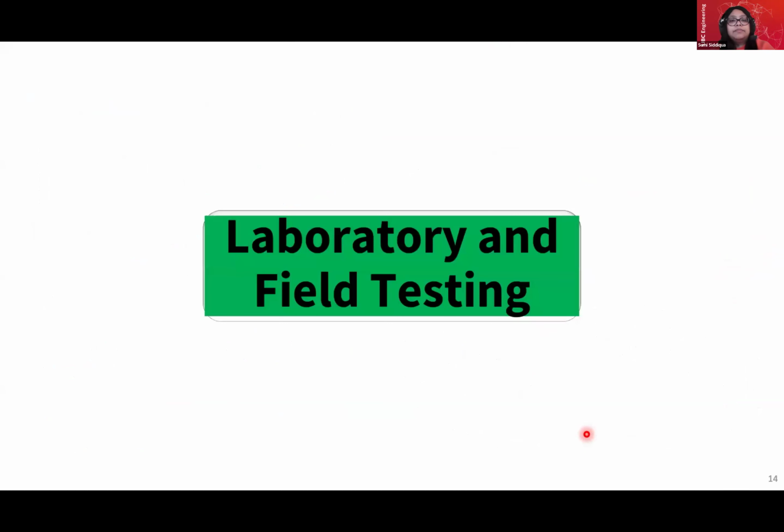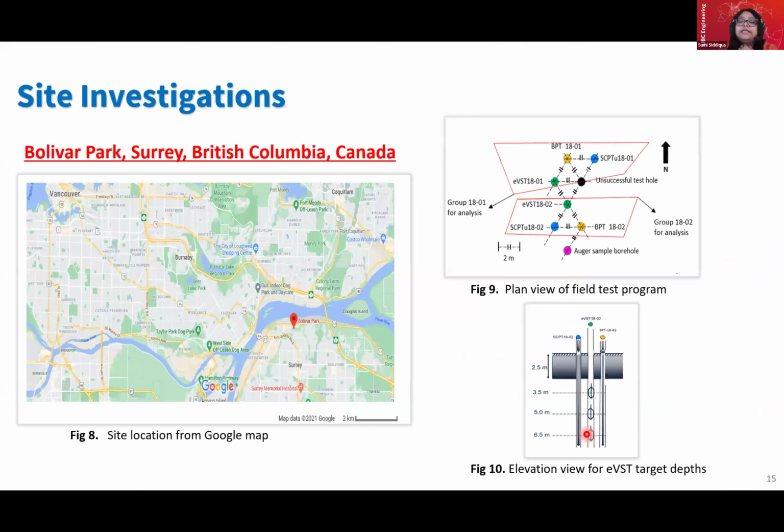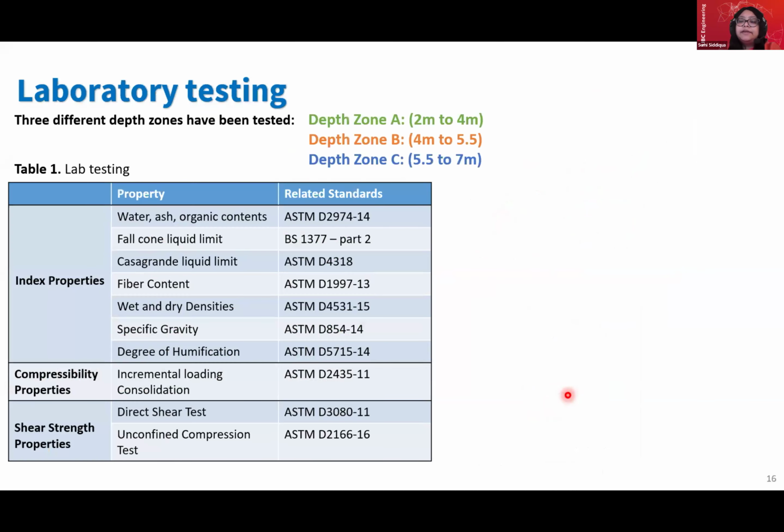Now we come to laboratory and field testing, with our knowledge from the literature review and developing some new correlation. We looked into the soil properties at the lab scale and also looked into the data at the field scale. The site where we collected our soil sample is Bolivar Park, Surrey, British Columbia, Canada. We identified and designed the plan with our industrial partner. We looked into several locations where we collected soil data at 3 different depths, and we are going to talk about that here.